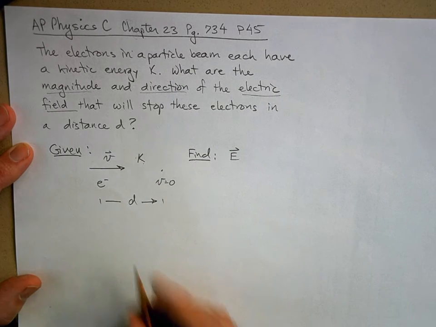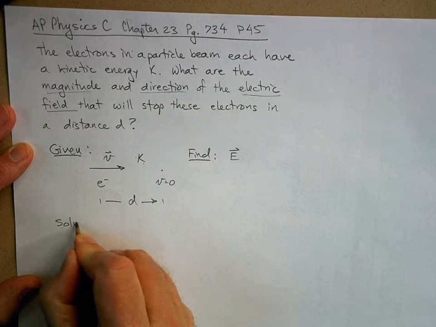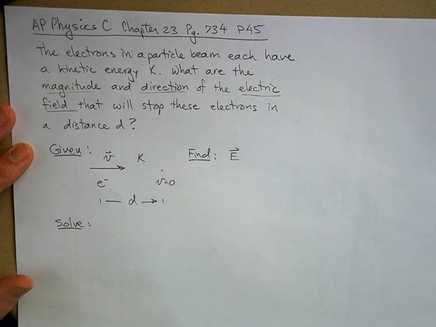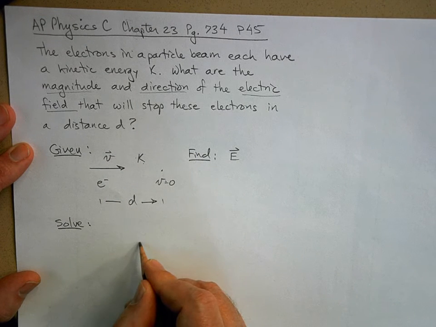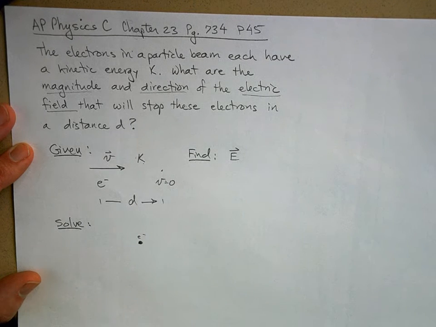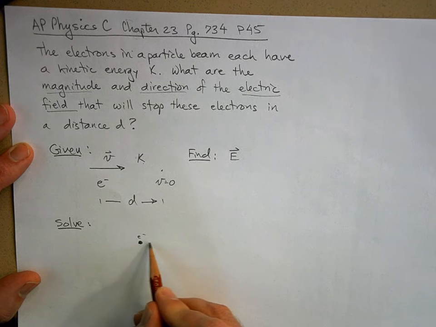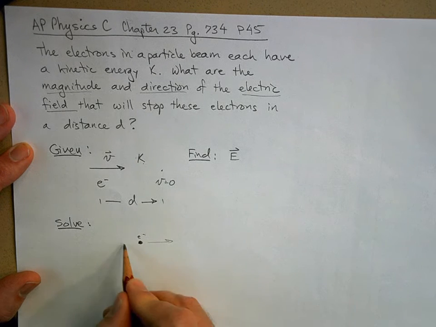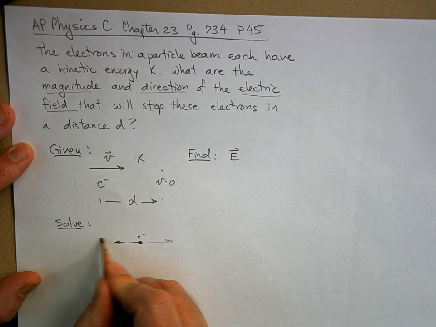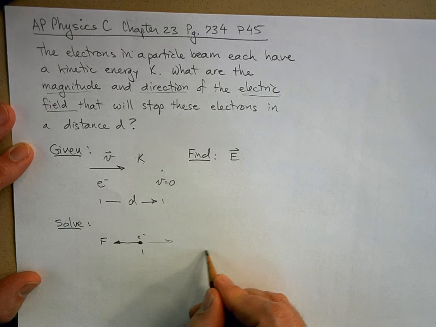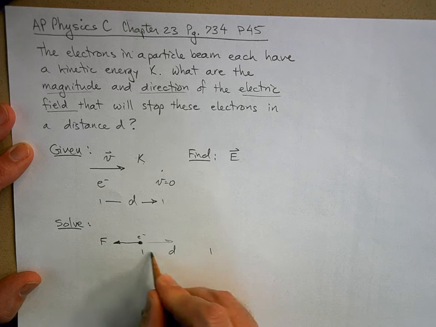Okay, so now let's solve it. Here's my electron. Let me redraw it here. I'll just draw it as a dot and put a little negative e on there. Its velocity is this way, and I want to slow it down, so I have to apply a force to it in this direction. So this is the force, and we're going to stop it in a distance d.